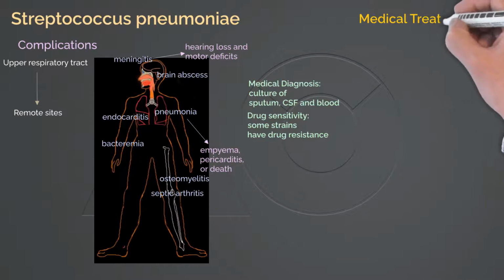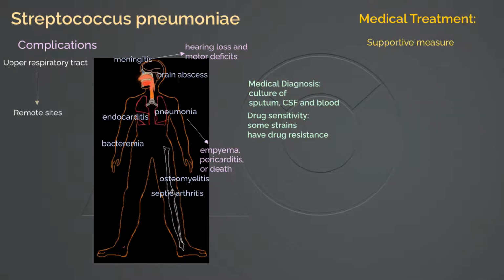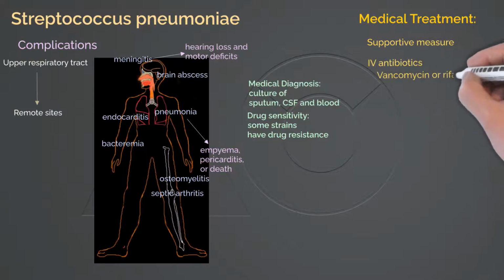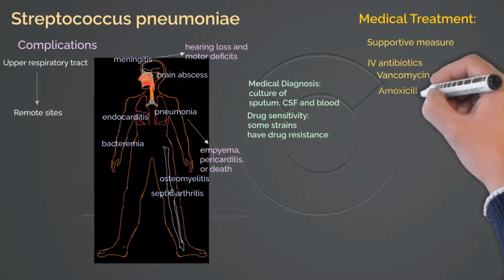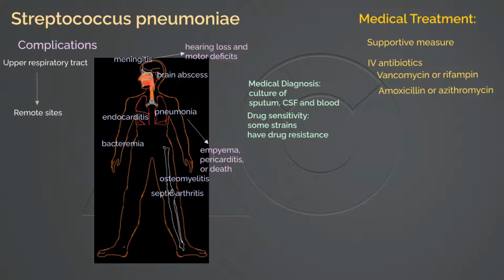Medical treatment includes the following: supportive measures for focal manifestations, and vancomycin or rifampin IV for those whose drug sensitivity testing shows resistance to penicillin. If drug sensitivity testing does not show resistance to penicillin, amoxicillin or azithromycin can be prescribed. Dexamethasone is given to soothe inflammation for meningitis. Prevention is always the best treatment for infectious and communicable diseases. Vaccination enhances the individual and community immunity against pneumococcal infection.